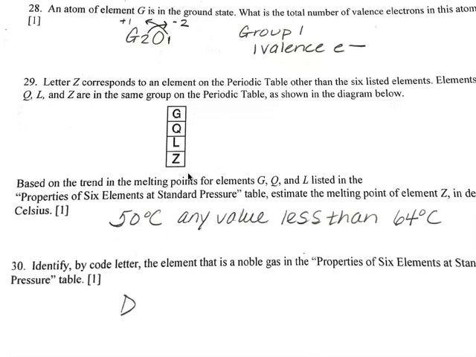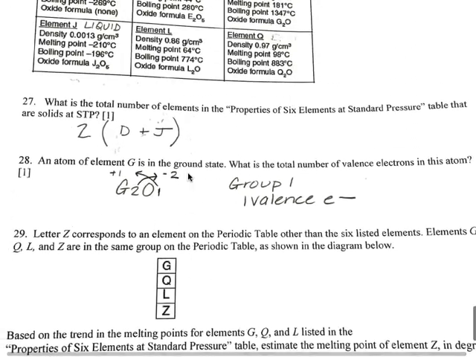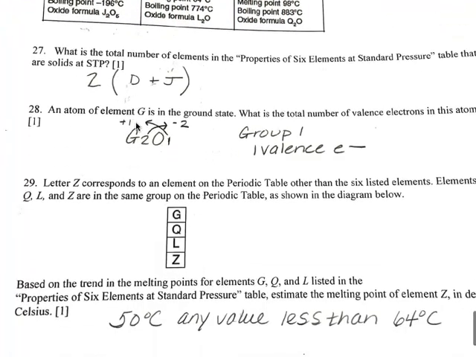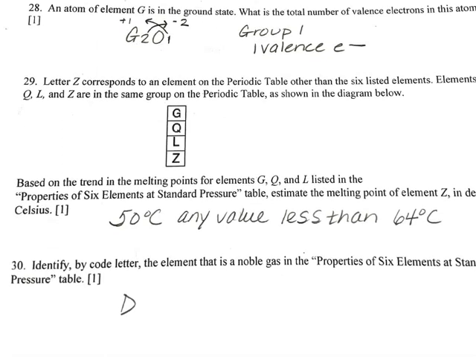Identify by code letter the element that is a noble gas in the 6 properties of standard tables up here. So which one is a gas? Well, the one that's going to be a gas is the one that's not going to form anything. So D is going to be a gas because there's no oxide formula. It means it doesn't want to form bonds with anything. And that ends our periodic table review.